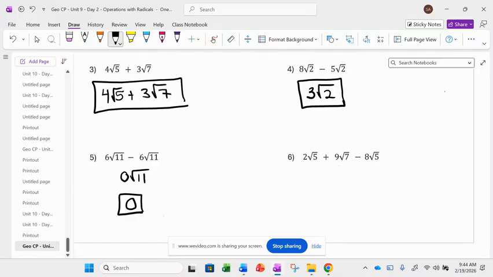All right, number 6. I can't simplify anything, and I could only add or subtract ones that are like terms in the sense that they have the same radicand, the same number underneath. So out of all 3 of these, I can only add the 2 root 5 and the negative 8 root 5. So what's 2 root 5 minus 8 root 5? Good, negative 6 root 5. And then you just bring down the plus 9 root 7 since I can't add them.